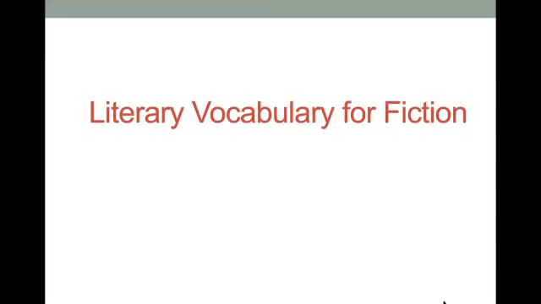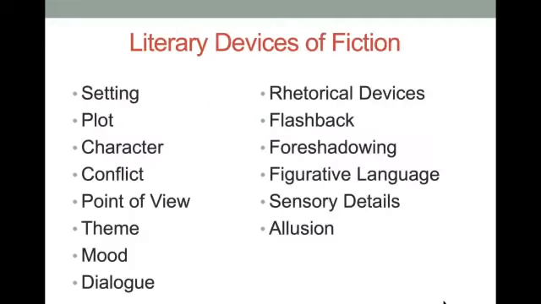Today I thought we'd look at some literary vocabulary for fiction. So when we think of literary devices for fiction, we're going to look at the different elements of literature first, like the setting, the plot, the character, the points of view, the themes. We'll also look at some of them that break down the conflicts, the moods, the dialogue. And then, of course, if we look at other literary devices, such as using figurative language, flashbacks and foreshadowings, and other rhetorical devices and sensory details.